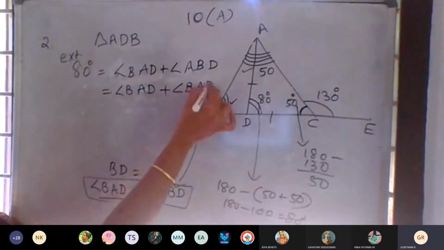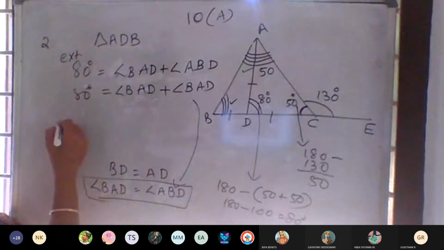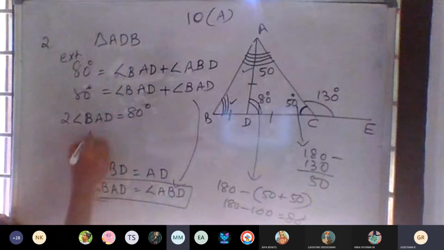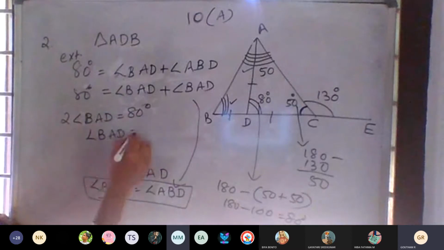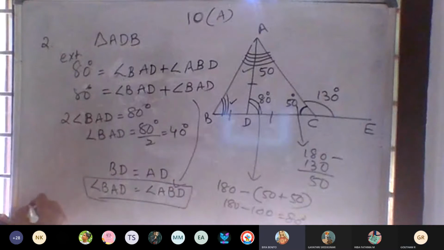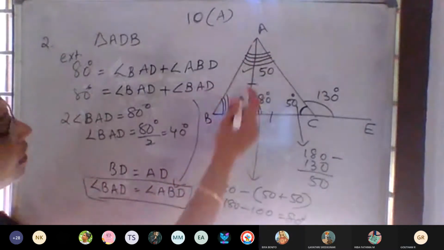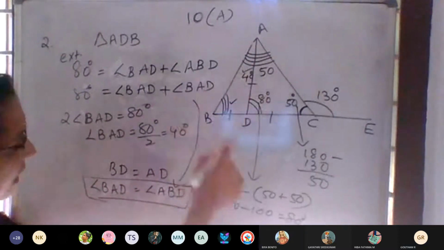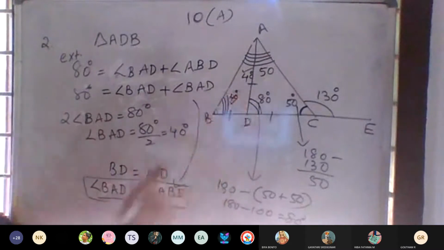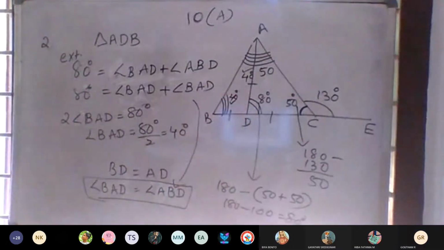That is, 2 angle BAD is equal to 80 degree. BAD is 80 divided by 2, which is equal to 40 degree. That means BAD we got as 40 degree. That means ABD also will be 40 degree. Understood. What we have to find out?